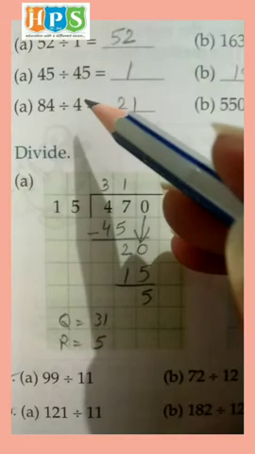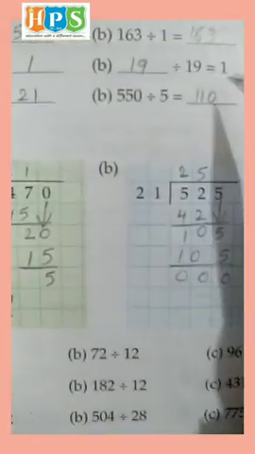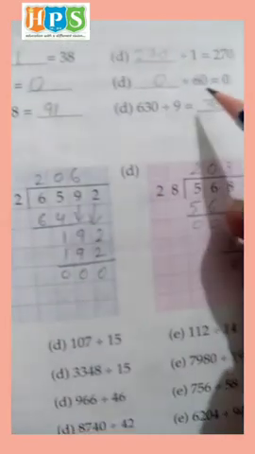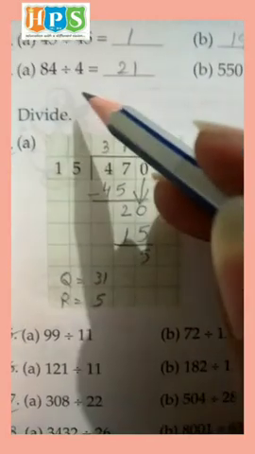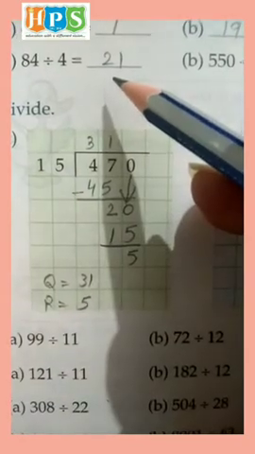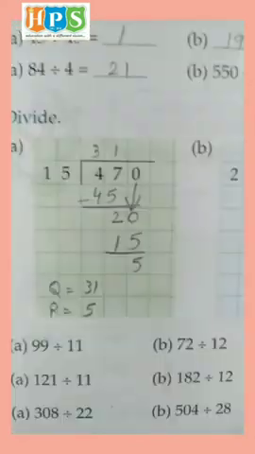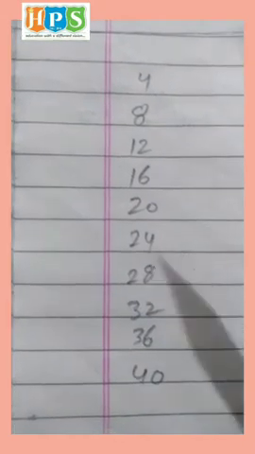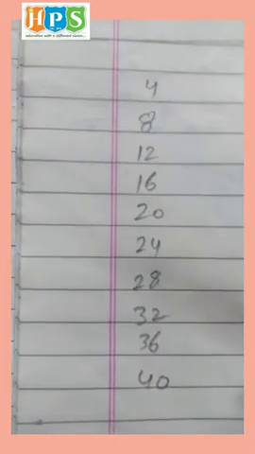45 divide 45 is equal to 1. 19 divide 19 is equal to 1. 0 divide 74 is equal to 0. 0 divide 60 is equal to 0. 84 divide 4 is equal to 21. We need the table of 4. 84 divide 4.